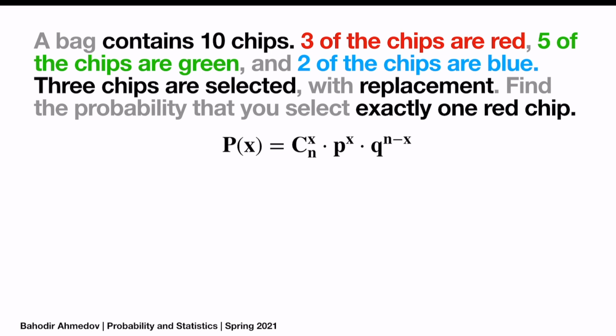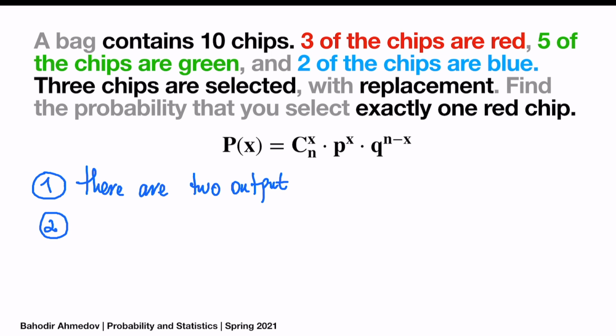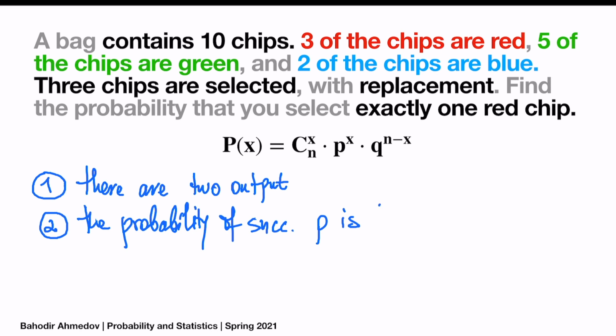So the first property is that for every trial, you're going to have 2 outputs always. There are 2 outputs. So essentially, you need to have the Bernoulli trial, Bernoulli random variable. The second is the P, the probability of success, should be the same for all of the trials. So the probability of success, which is P, is the same for all trials.